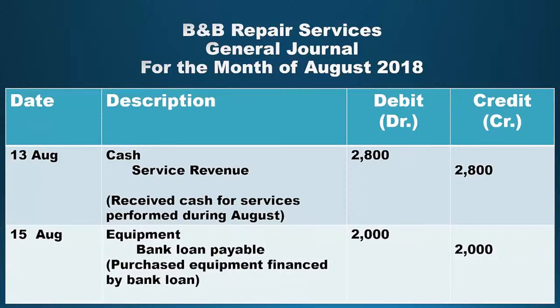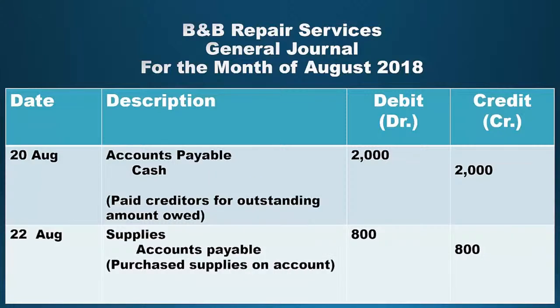The narrative for this entry is purchased new equipment financed with a bank loan. August 20th, paying creditors. Step 1. What happened? The company paid $2,000 to creditors for amounts owed on accounts payable. Step 2. Which accounts are affected? Accounts payable decreases because the company is paying off what it owes to creditors. Cash decreases because the company paid this amount.